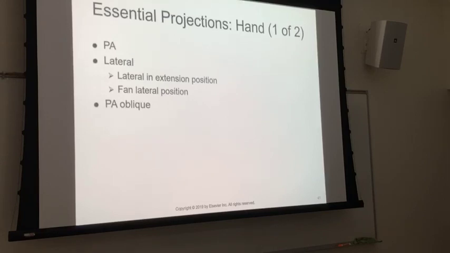So the hand, again, we're going back to PA. We're going to do that if the patient can extend their fingers. I've had patients who could not extend their fingers either because of pathology or because of injury, and we'll talk about that here in a bit. But most of the time we're going to do PA and lateral. Sometimes we're going to do oblique, and our degree of obliquity is going to be 45 degrees. Very good. All right, so PA.